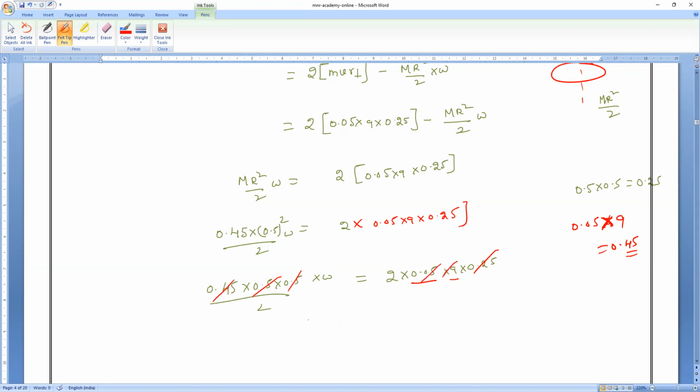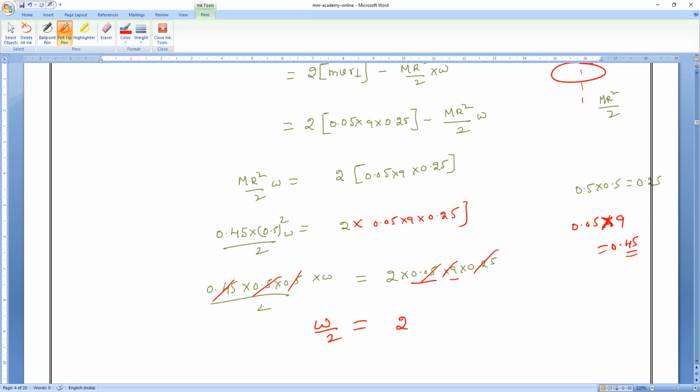Any problem? Understand how smartly we calculated? People will waste time in multiplication and division. Always in JEE, like this only they will ask you. So you need not make calculations like school level. Clear?